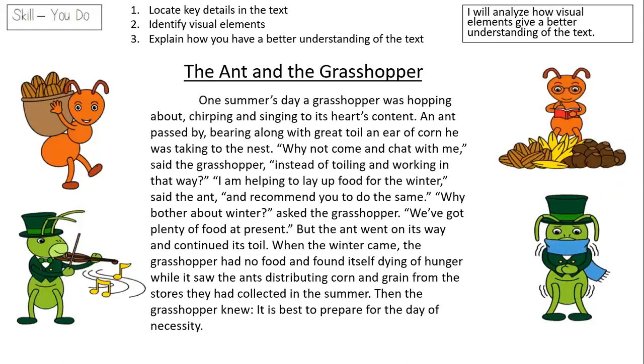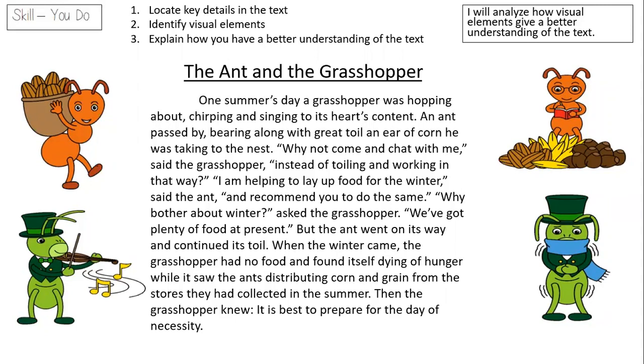Okay, so now we're gonna look at this story and we're gonna locate the key details in the text, identify the visual elements, and then explain how you have a better understanding of the text. So just by looking at the visual elements, we can probably guess that this story is going to be about an ant and a grasshopper. So the story is called The Ant and the Grasshopper.